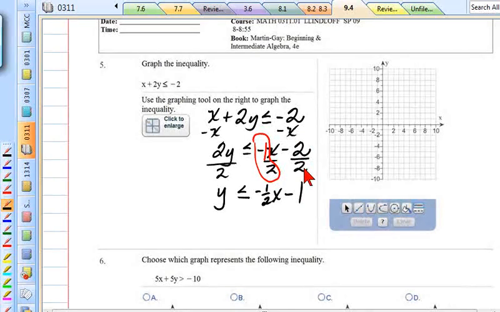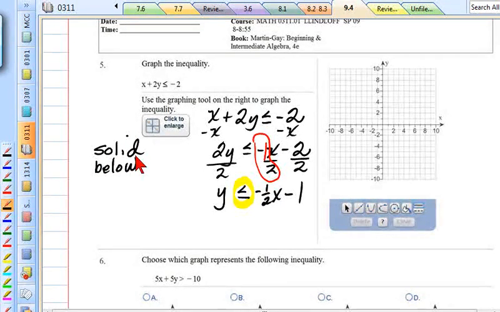Let's say everything we need to say based on this symbol. Solid or dotted? Solid. Will I shade above or below? It is a less than. Where does y get less? Below. Remember that y is your up-down variable. It's your vertical variable. So if y gets less than something, it goes down.